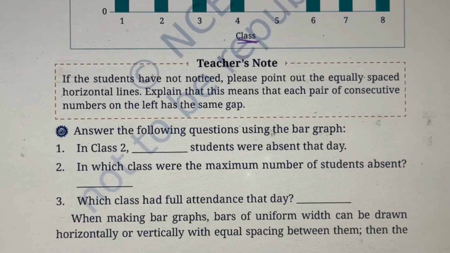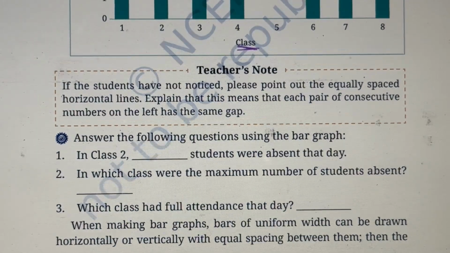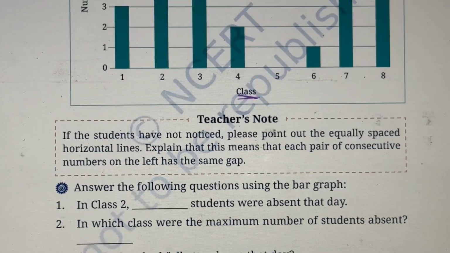Now there are some questions based on the bar graph which is given over here. So let us try to answer the questions. In class 2, dash students were absent on that day. So let us just see the graph again. Class 2, how many students were absent?